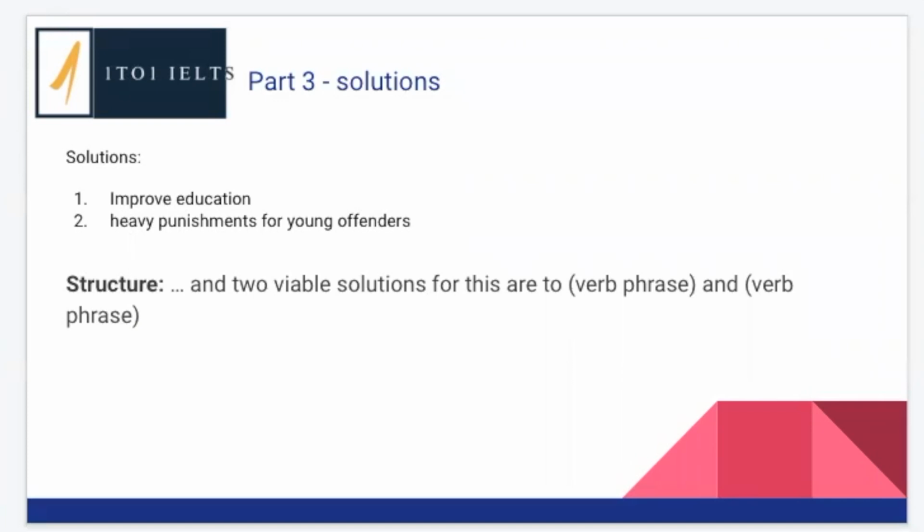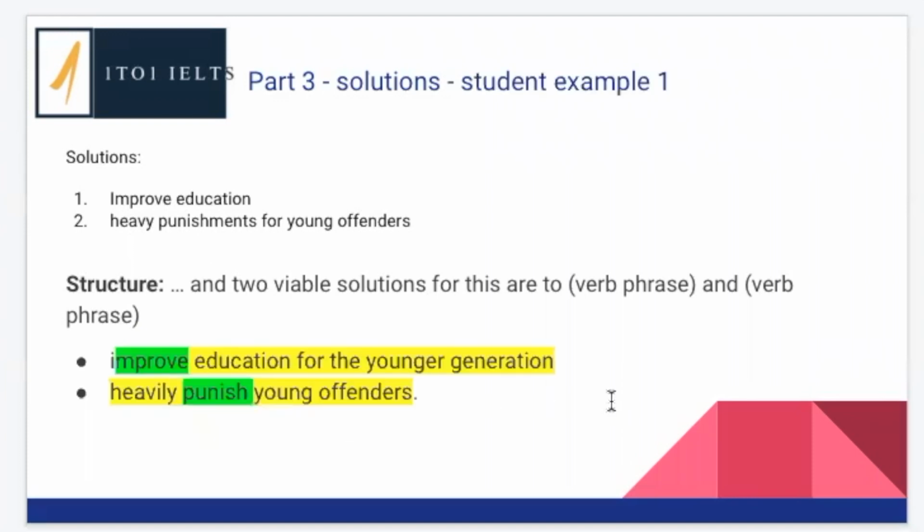So I'm going to give you two examples of how they came about creating verb phrases for these two ideas. So our first example was improve education for the younger generation. We can see our verb here is improve, and then we have some extra information. We have an object to our verb. Our second verb phrase here is heavily punish young offenders. In this instance, it's a little bit different. We're not actually starting with a verb because we're actually starting with an adverb. The adverb describes the verb, but this is still a verb phrase.